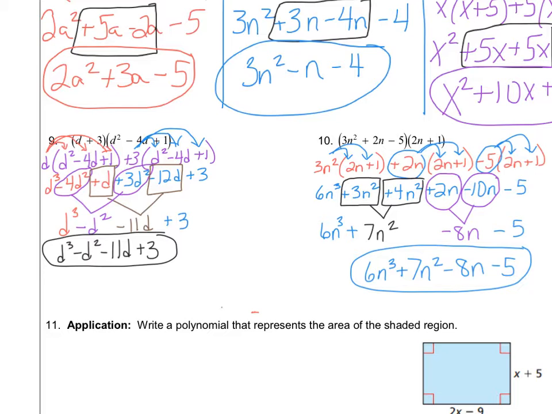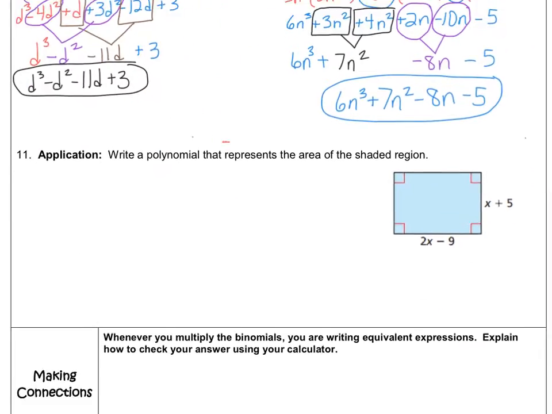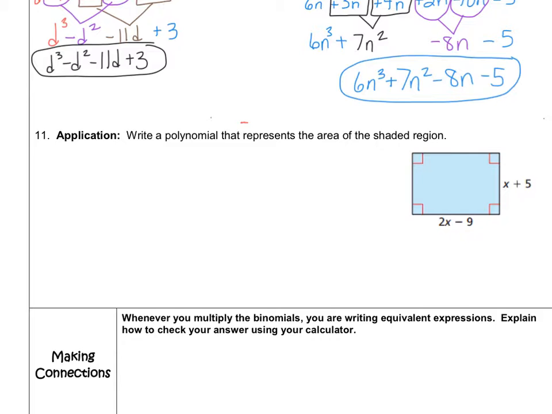On number 11, we have an application problem, so we're looking at the area of a rectangle, which is our length times our width. So they've given us our length. Our length is 2x minus 9. They've given us our width, x plus 5. And they want us to find the area. So we know we need to multiply them. So go ahead and do them using whatever method you choose and get the answer of the area for this rectangle. Pause your video while you're working and then check back for the explanation.